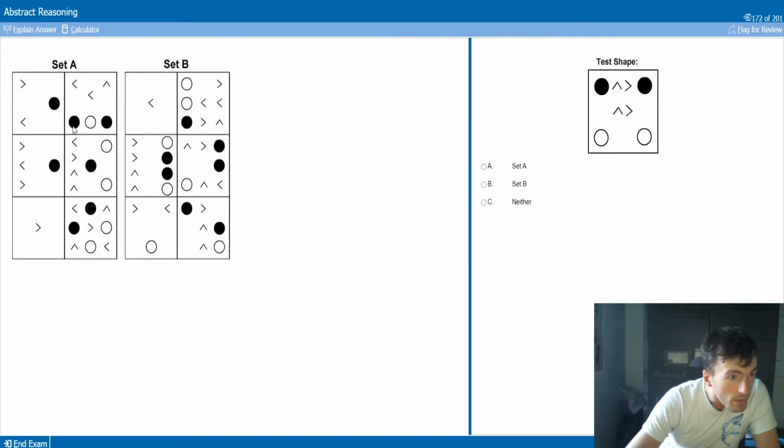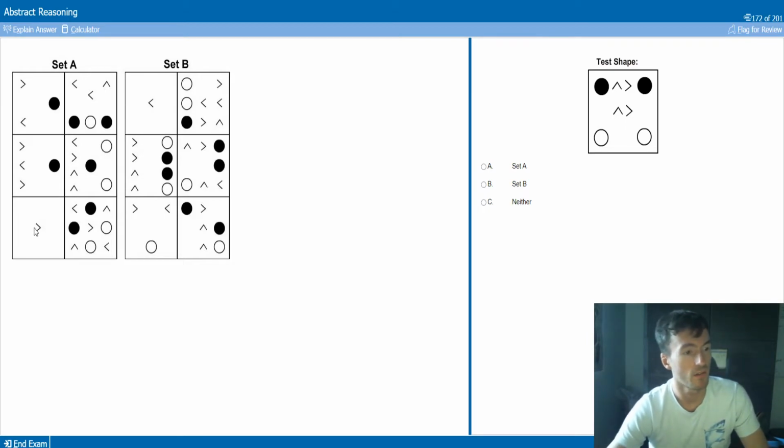So here we have 2 shaded shapes, 2 going to the right. Here we have 1 shaded shape and 1 going to the right. Here we have 2 shaded shapes and 2 going to the right. So yeah, by looking at the simplest box first, we can figure this out just because of the direction and also how it relates to set B.